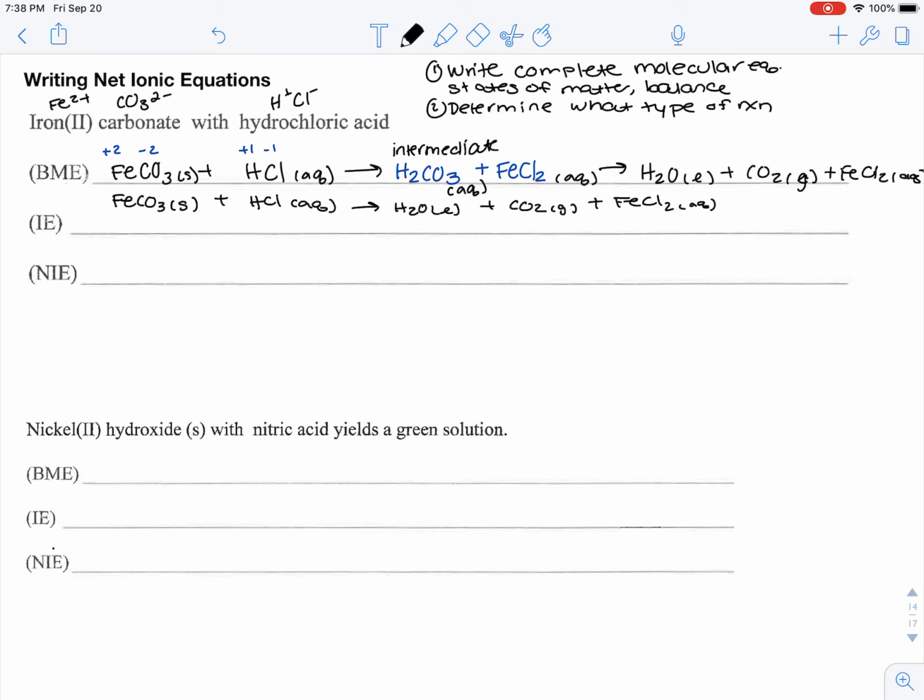Now we can balance because we have the appropriate reaction written. So I have 2 chlorines, so I needed 2 here. And now I have 2 chlorines. I have 1 iron. I have 1, 2, 3 oxygens, 2 hydrogens, and 1 carbon. And so I'm balanced. And now for the ionic equation, you split up everything that's ions.